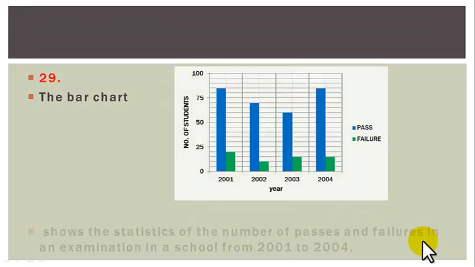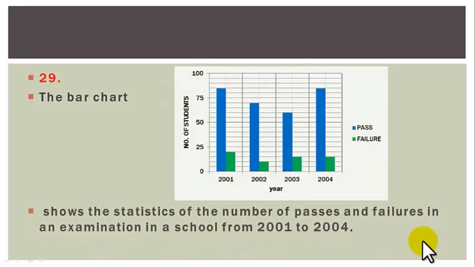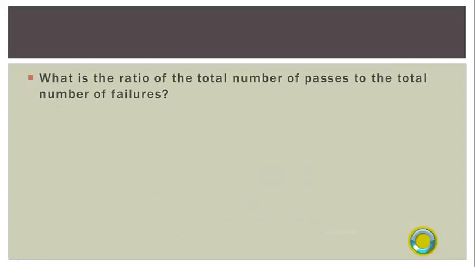Question number 29. The bar chart shows the statistics of the number of passes and failures in an examination in a school from 2001 to 2004. What is the ratio of the total number of passes to the total number of failures?